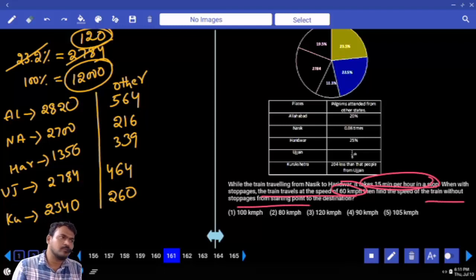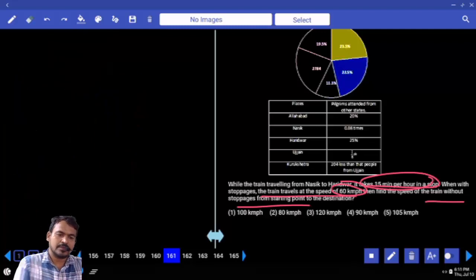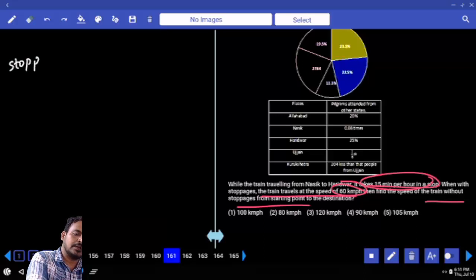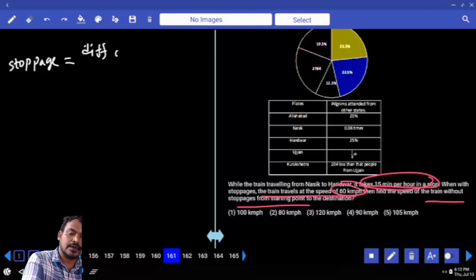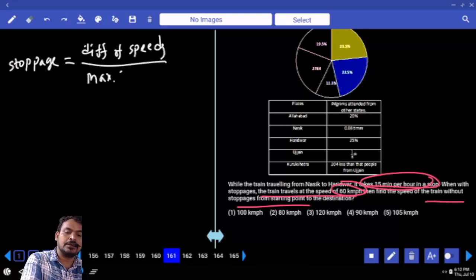What is the stoppage time concept? Difference of the speeds by maximum speed into 60. Difference of the speeds by maximum speed into 60.